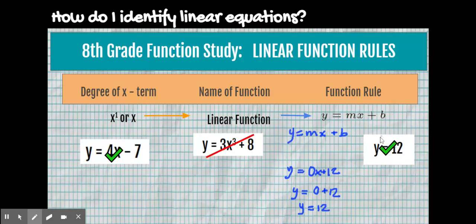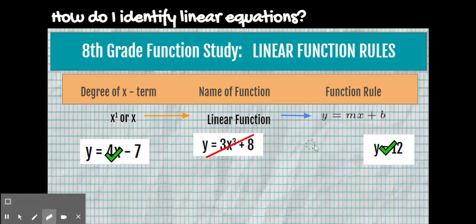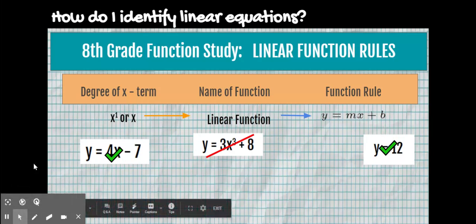So even though this doesn't seem to have an mx in the equation, it does. It just happens to be that that mx is a 0x. So in simplification, we wouldn't actually show it. So that was a little tricky, but hopefully you remember if it's y equals a constant term, that still falls under our family of linear functions. Let's try another one.